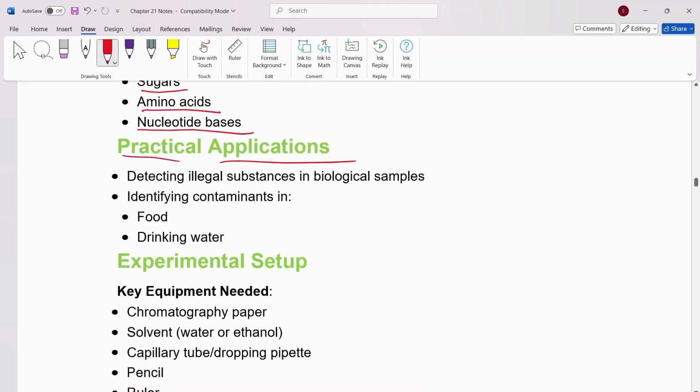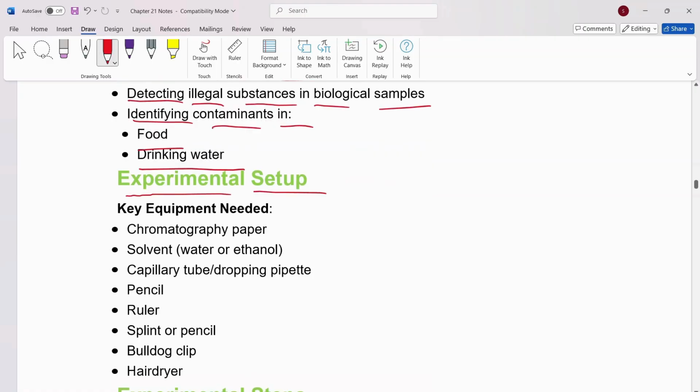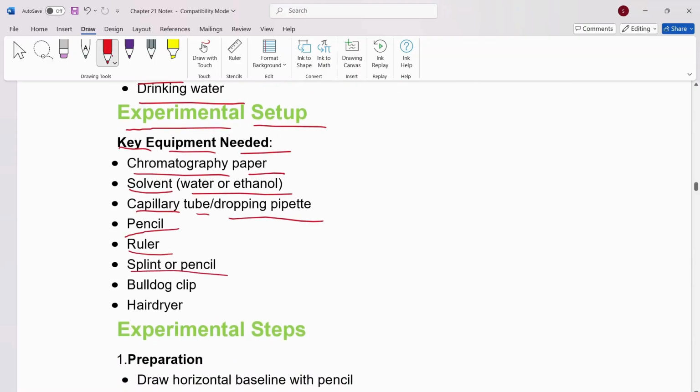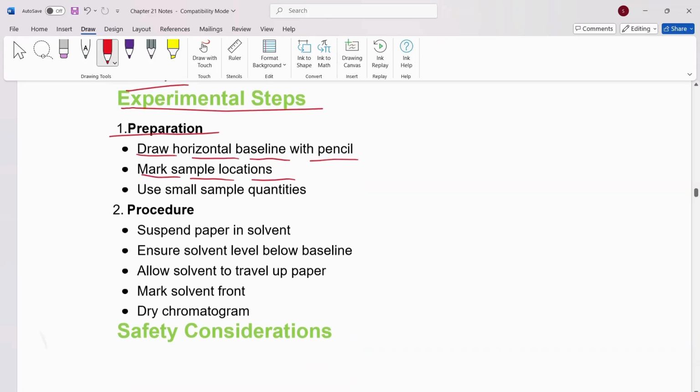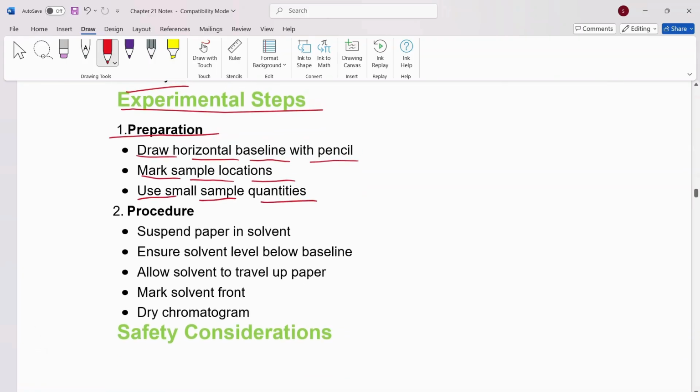Some practical applications: detecting illegal substances in biological samples, identifying contaminants in food and drinking water. Experimental setup. Key equipment needed: chromatography paper, solvent, water or ethanol, capillary tube, dropping pipette, pencil, ruler, splint or pencil, bulldog clip, hair dryer. Experimental steps. Number 1, preparation. Draw a horizontal baseline with a pencil. Mark sample locations. Use small sample quantities.